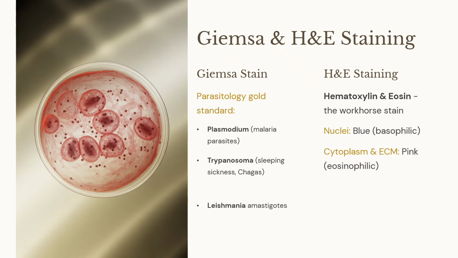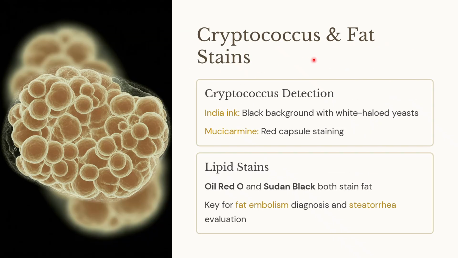Let's see about the other stains. What about Cryptococcus? This is what I told you, not to confuse with Cryptosporidium parvum, which stains by acid-fast staining. Cryptococcus detection is by India ink, where as you see here, there will be a black background with white haloed yeasts. So this is how the India ink will be, and it is a negative stain, where we will be seeing the Cryptococcus. How about mucicarmine? It is a red capsule stain.